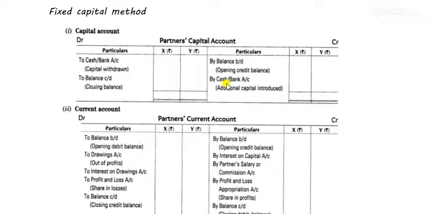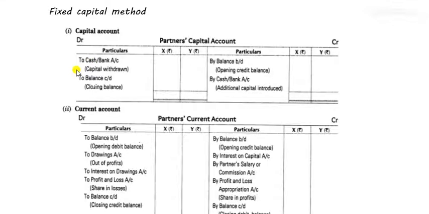Now, why is capital introduced written over here? Because I have always taught you that when the capital increases, we post on the credit side. When the capital decreases, we post on the debit side. So if a partner is introducing capital, it means the capital is increasing, so we post over here. If he is withdrawing capital, it means capital is decreasing, so we post on the debit side.